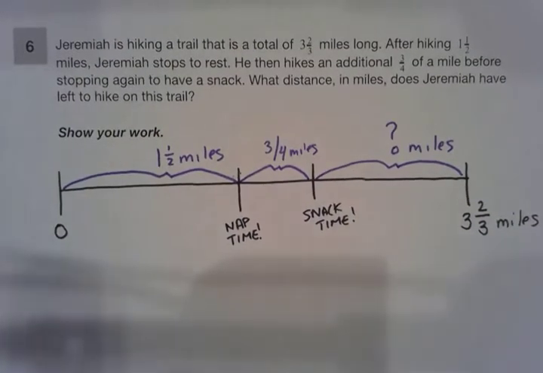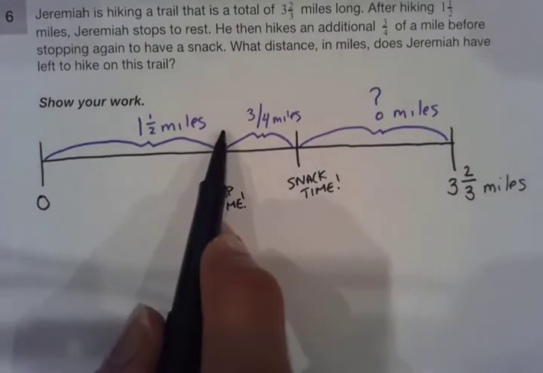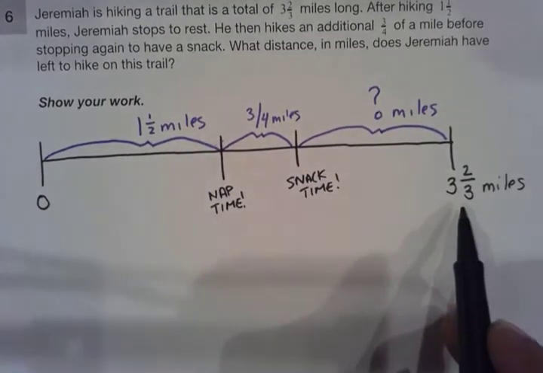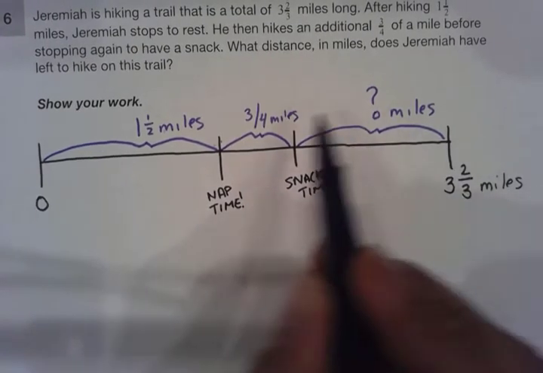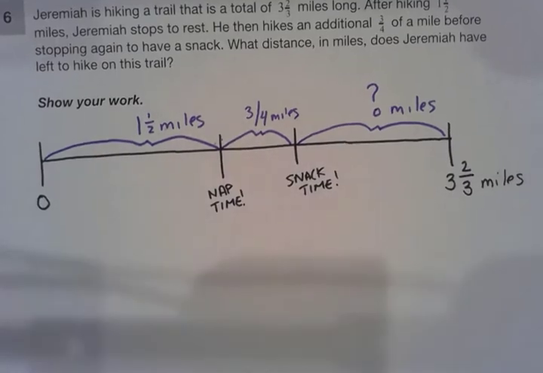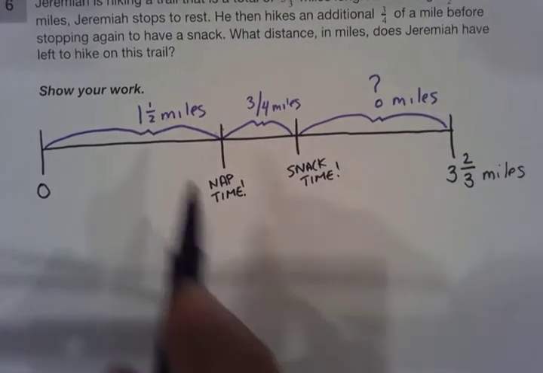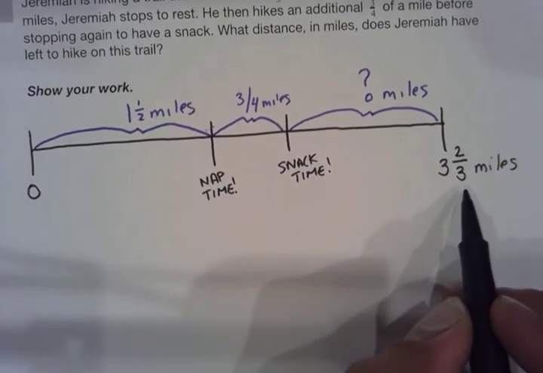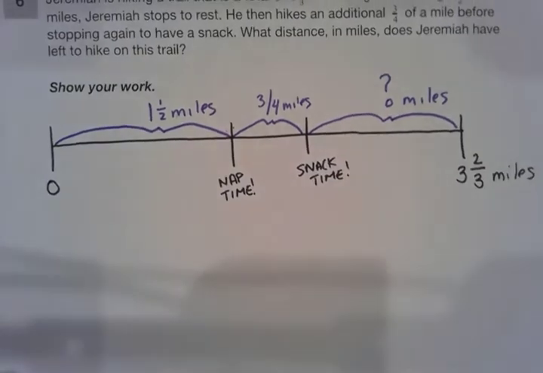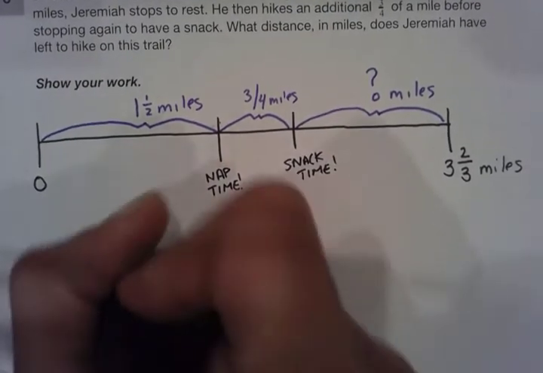So there's two ways we could attack this problem. We could add the two distances he already traveled and subtract that from 3 2/3. Or we could do 3 2/3 and subtract one at a time the two distances he traveled. The strategy we're going to do is add our two distances, then subtract it from our 3 2/3 total distance. And I'm going to challenge you to do the second strategy on your own to check your work.